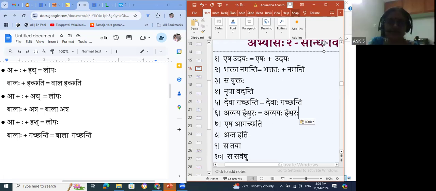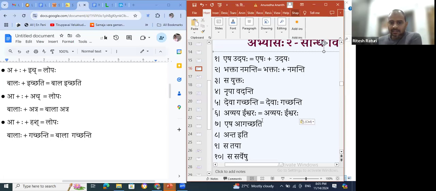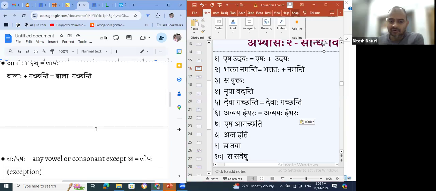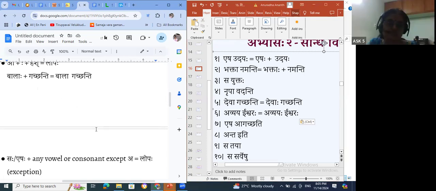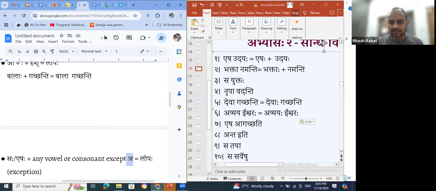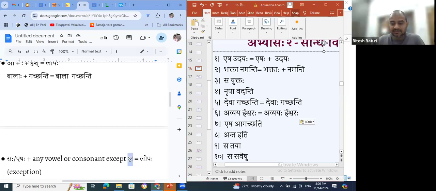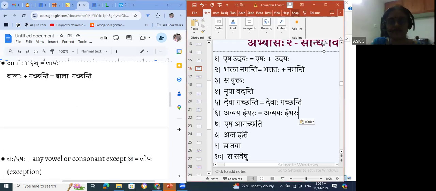Ritesh Mahodaya, you go ahead. एषः आगच्छति. Why? एषः followed by any swara or व्यञ्जनानि, विसर्ग लोपः भवति, except ह्रस्व अकार. Except ह्रस्व. सम्यक्. Balaji Mahodaya.